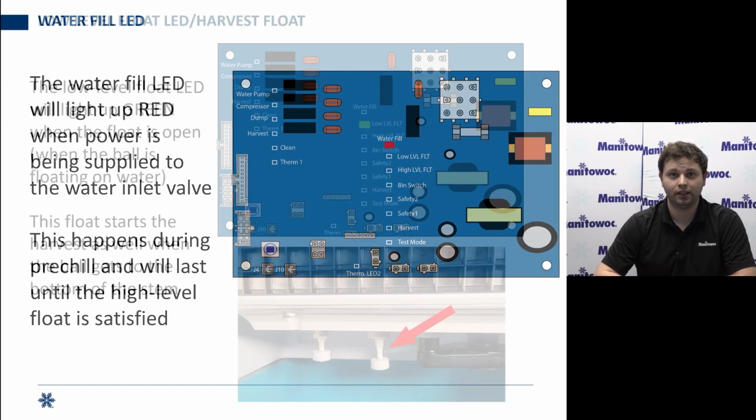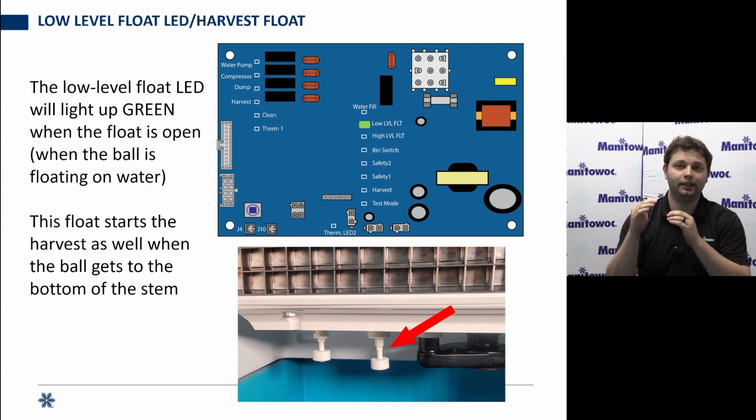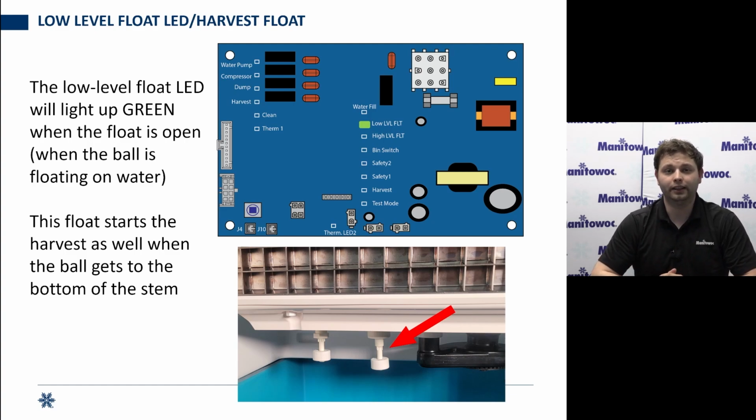Now speaking of floats, we'll go ahead and cover the high and low. Our first float is the low level float or the harvest float. These LEDs are both going to be green, and they will be lit when that ball is floating on water or it is in the open position. Our harvest float here tells the machine to go into harvest. That's why it's called the harvest float, right? So once that water lifts up that ball, it's ready to go, and then once it hits the bottom of that stem, it says, okay, we used the right amount of water, we're going to go ahead and drop a batch of ice. Now that's our harvest float.